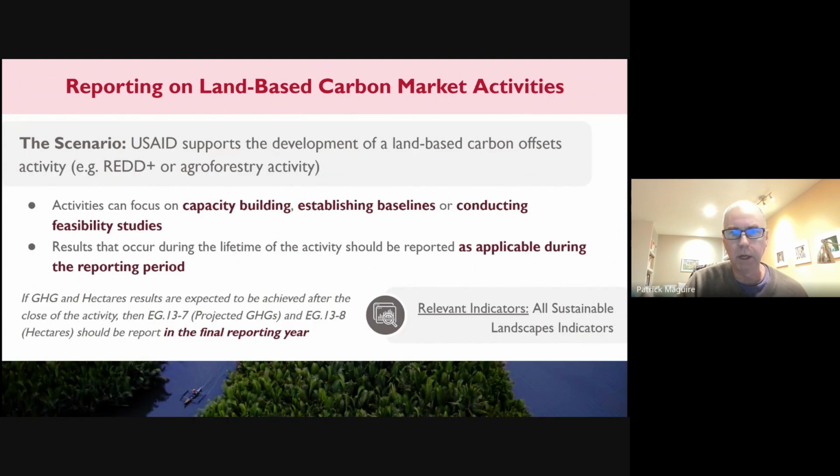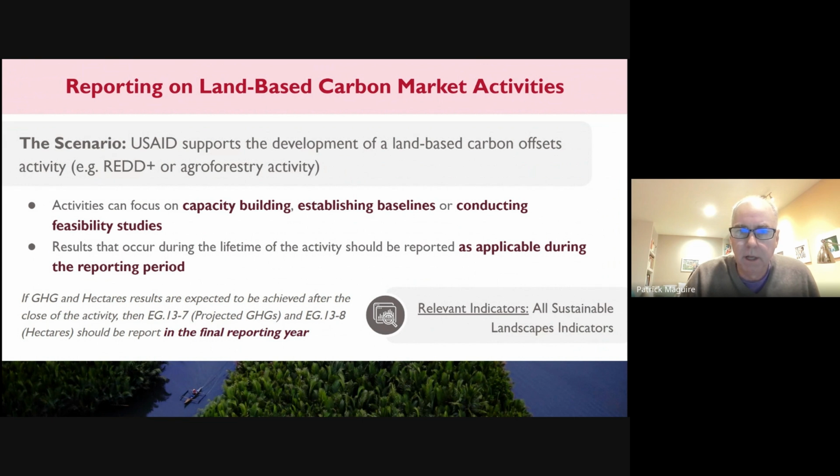Final slide here from me is just looking at a second scenario where it's an actual activity, USAID supporting the development of a land-based carbon offset activity. So for example, a REDD+ activity or an agroforestry activity. All of these indicators apply potentially, right? It doesn't mean you need to achieve them every year, but if you are achieving them, you're expected to report on them, 13.1 through 13.8.